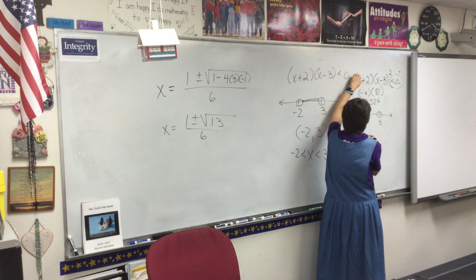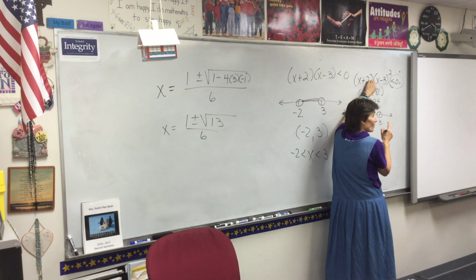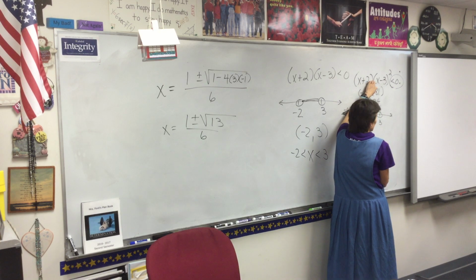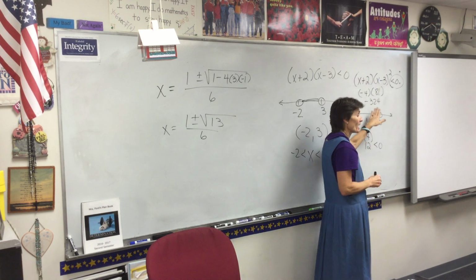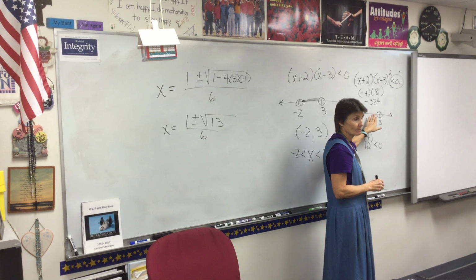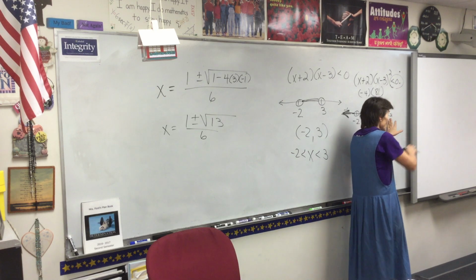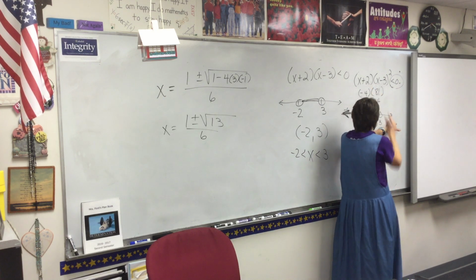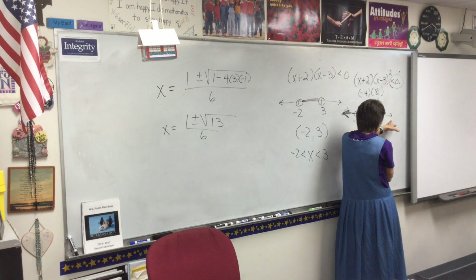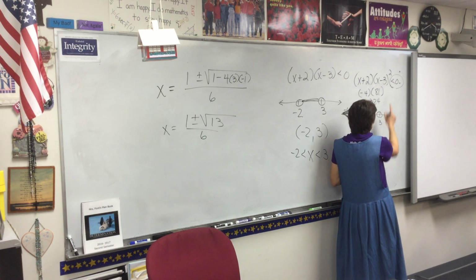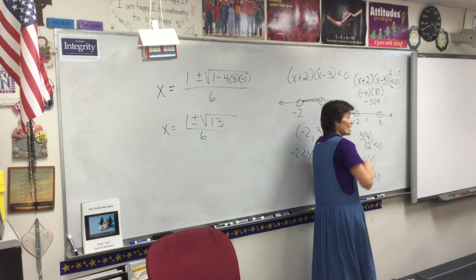Now, when I put 1 in, I get 3 times -2 squared, which is 4, is 12 less than 0? No. So don't shade that part. So now I can pick 4 or something else. 4 plus 2 is 6. 4 minus 3 is 1, squared is 1. I get 6. Is it less than 0? No. So I don't shade that either.